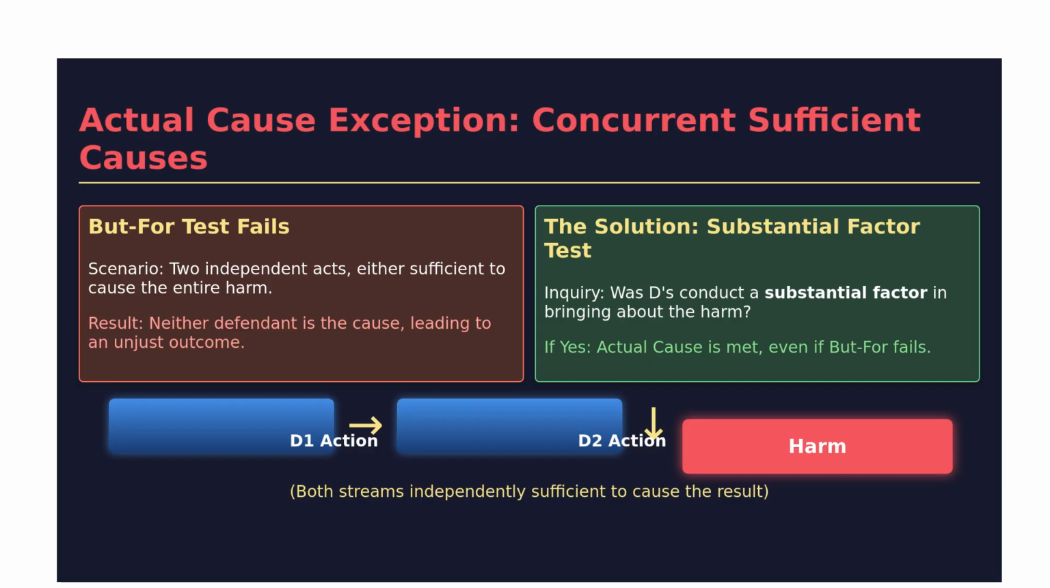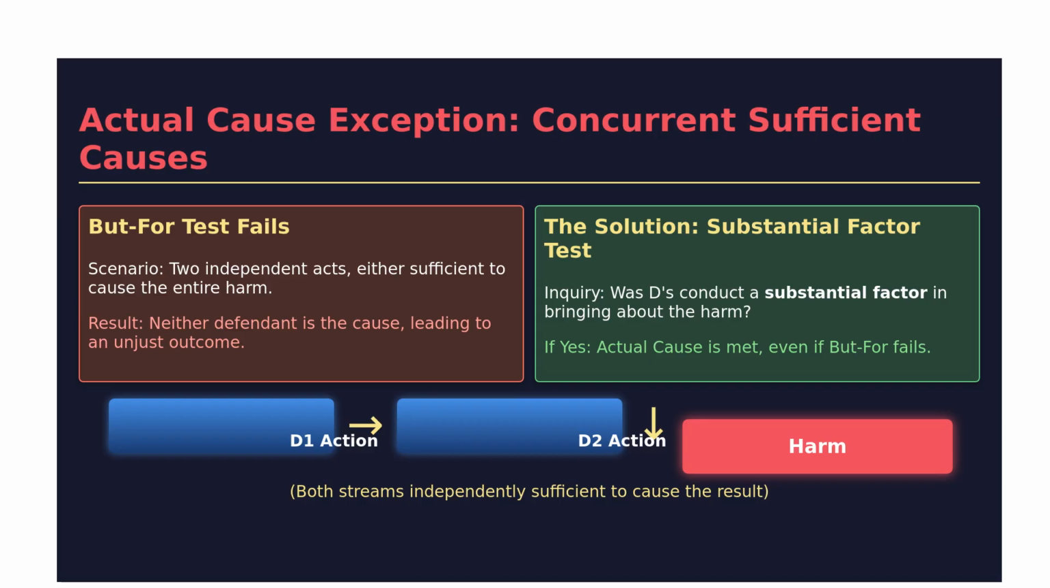If we apply the but-for test to defendant A, we ask, but for A's fire, would the house still have burned down? Yes, because B's fire would have done it. The same result occurs for defendant B under a strict but-for analysis. Neither defendant is the actual cause, which is clearly incorrect given they both contributed significantly.